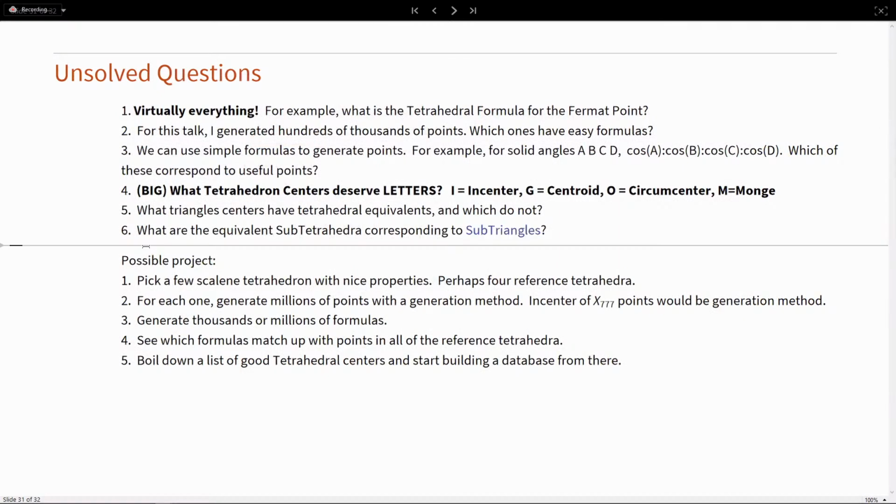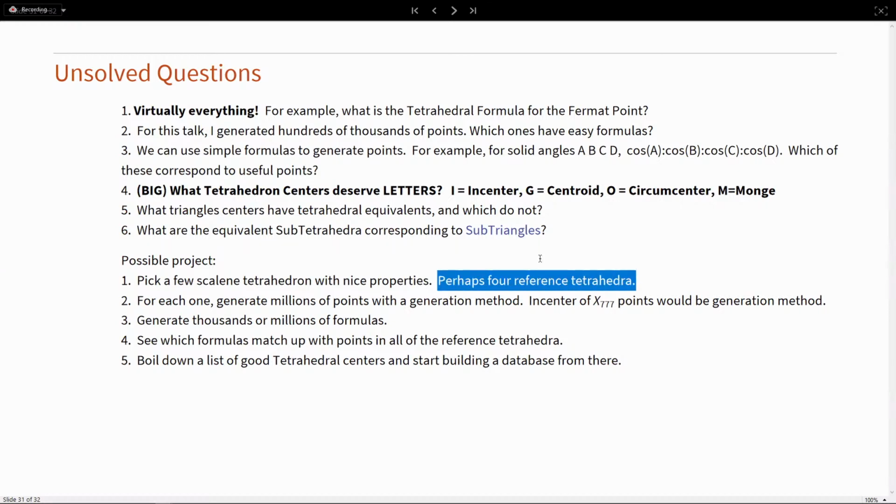So a possible project that I'm considering is we would pick a few scalene tetrahedra that have nice properties. We don't want to use, say, the regular tetrahedron because basically all the centers would be at the center point of the regular tetrahedron. That's the same problem with the equilateral triangle. For that, all centers are either the dead center of the equilateral triangle or a point at infinity. You basically need asymmetry for a center to be meaningful.